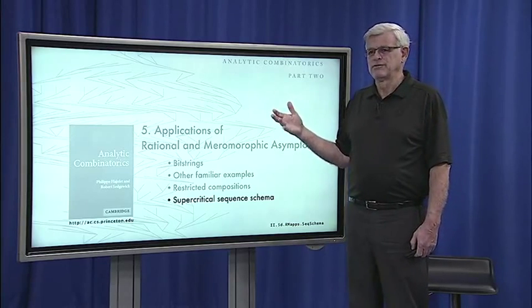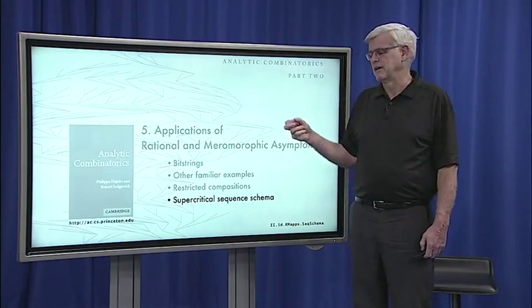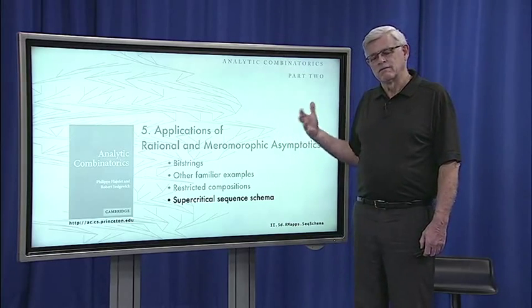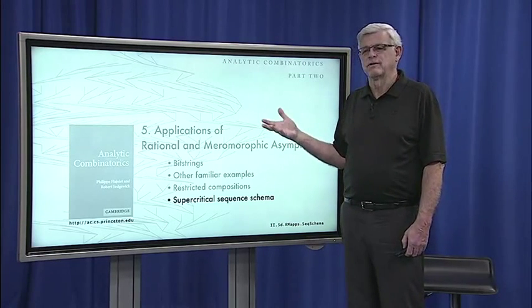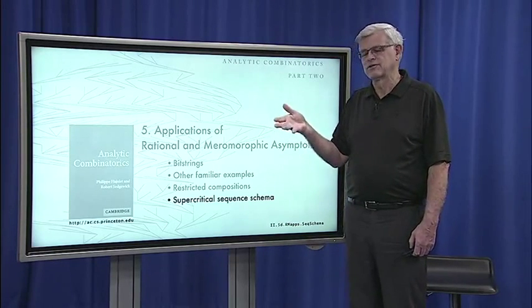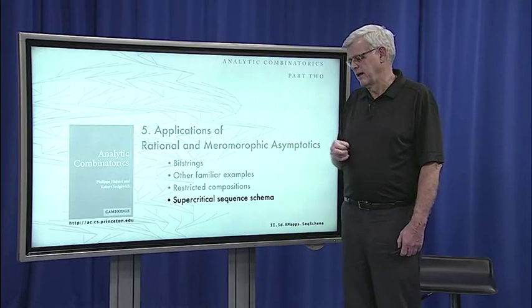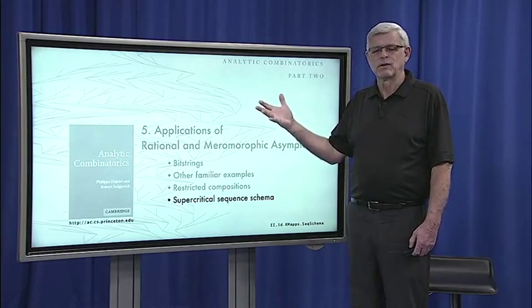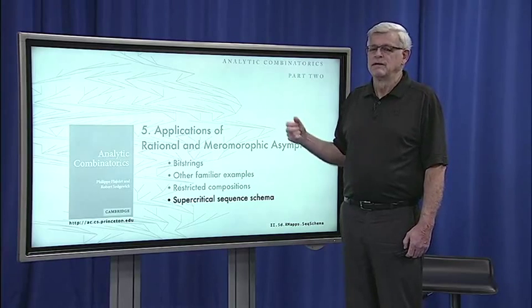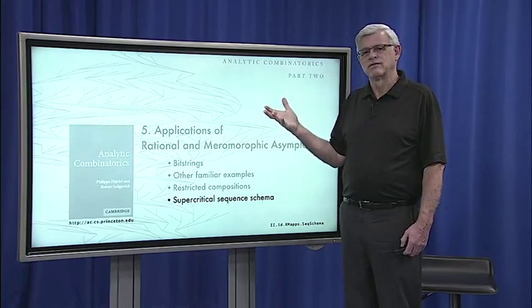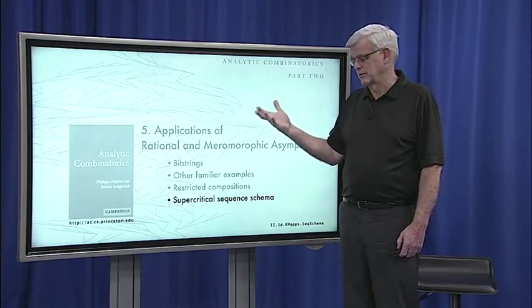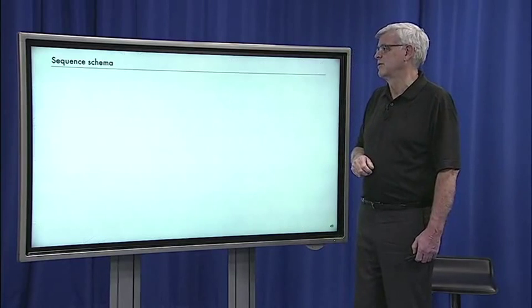Next, I want to introduce an even more important concept, the idea of a schema, where we can have a general theorem that directly gives us results for a whole set of combinatorial classes all at the same time. There's many examples of this in analytic combinatorics. This is the first of many examples that we'll see.